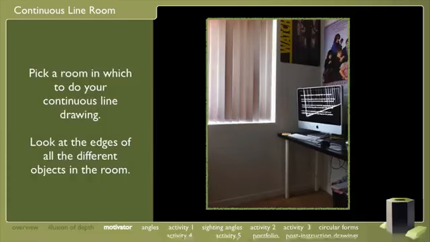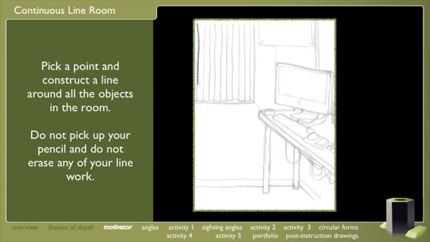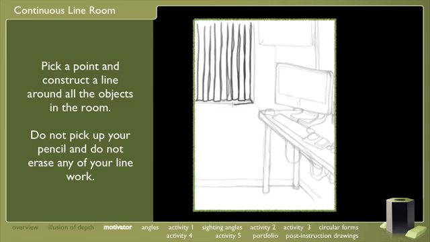Take a long look around the perimeter of a room. Look at the edges of all the things in the room. Chairs, tables, and objects will be included in your drawing. Pick a starting point and very slowly construct a line around the perimeter of the room, moving from shape to shape. Try to get the entire room in an outline around the edge of the paper.